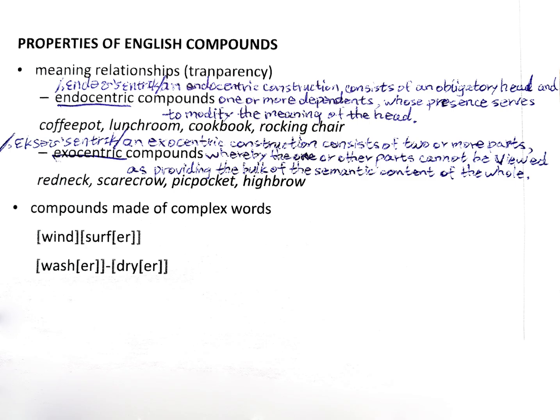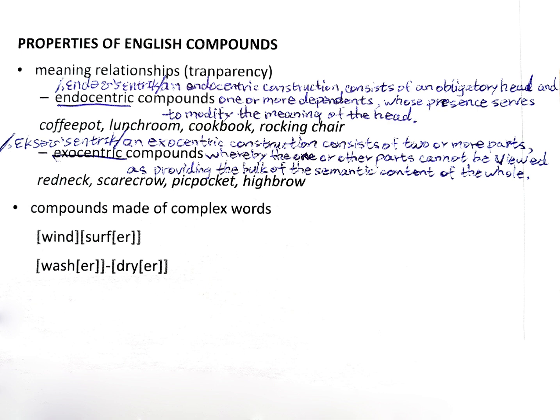By definition, an exocentric construction consists of two or more parts, whereby one or other of the parts cannot be viewed as providing the bulk of the semantic content of the whole. Let's put those two official definitions away. I would rather give my own explanations of those two terms.